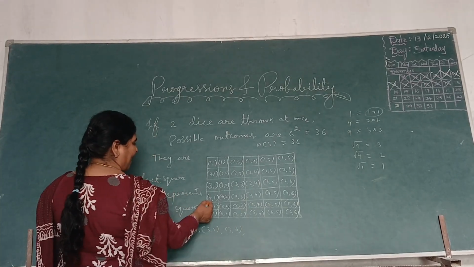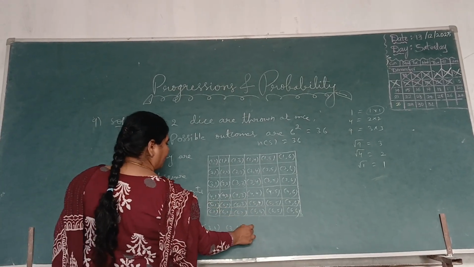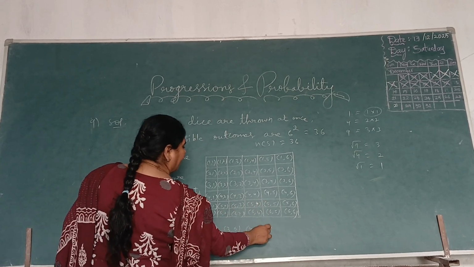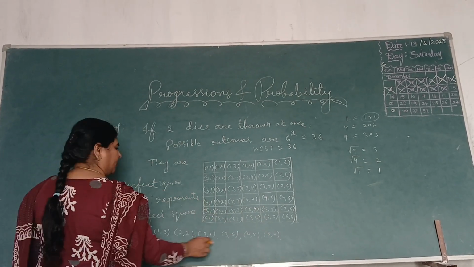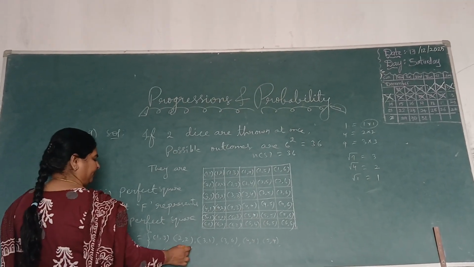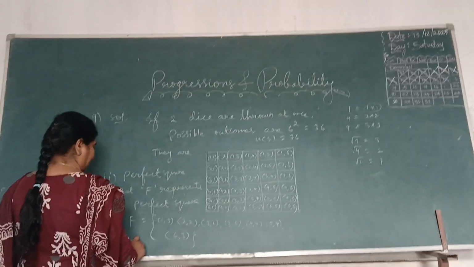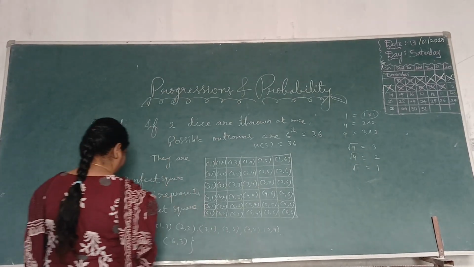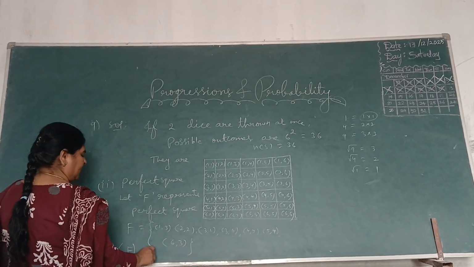Next. 4, 5. Next. 5, 4, 5, 6. 4, 5, 4. 6, 3. Any others? That's all. So 1, 2, 3, 4, 5, 6, 7. N of F is 7.